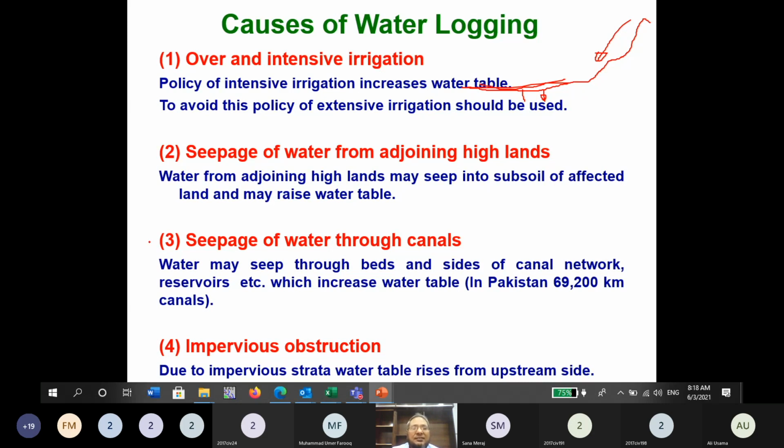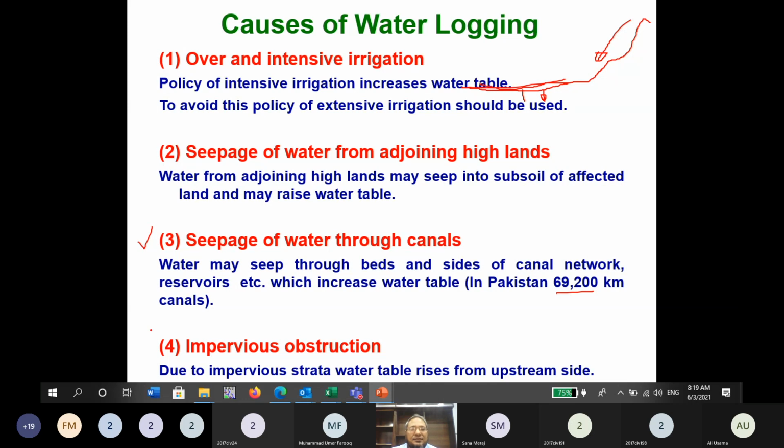The third is seepage of water through canals. The canal network is huge. There may be many main canals, and from one main canal there are many branch canals. From one branch canal there may be many distributaries and minors, etc. So there is a network of canals, and if it is not lined, then there would be a lot of seepage. And in Pakistan, about 9,200 kilometers is the length of the canal network.